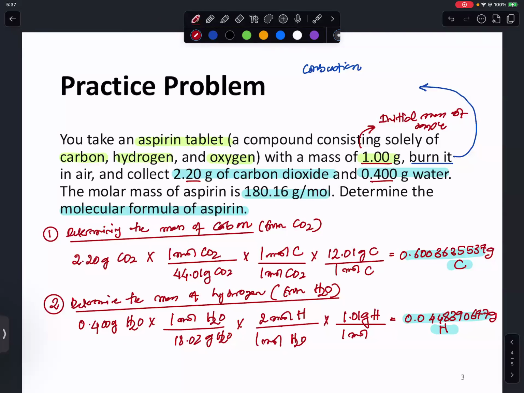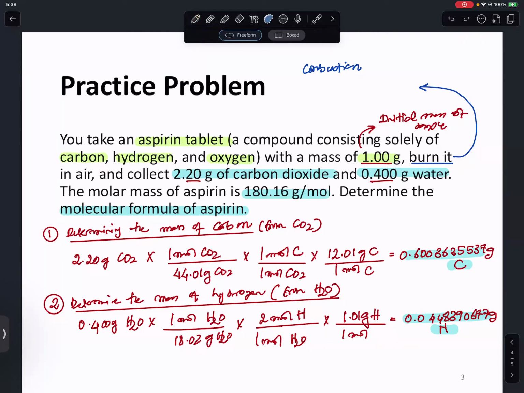Give me 1 second to double check it again. 4.01 times 12.01. I did indeed get the previous one. I apologize for that. So I got 0.66.